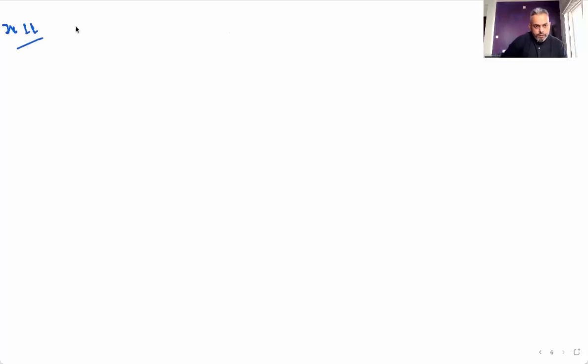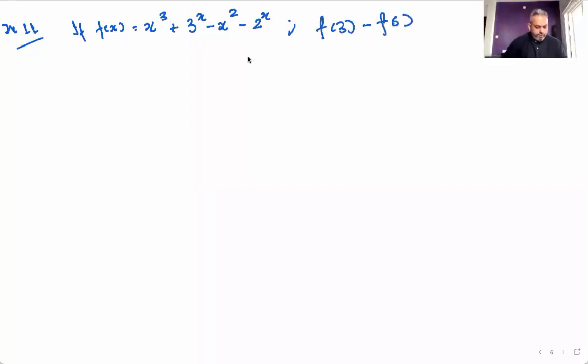Now, if f of x is equal to x cubed plus 3 raised to x minus x squared minus 2 raised to x, then we have to find f of 3 minus 6 into f of 2.